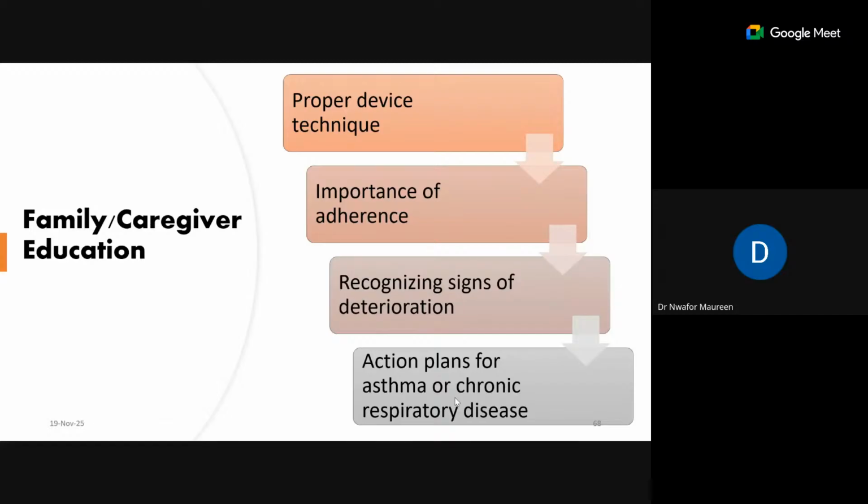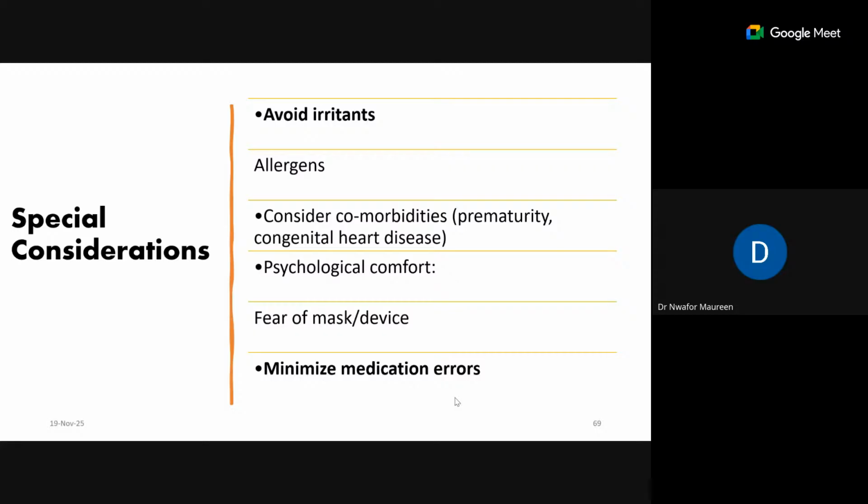So we must properly educate them and train them on the use of the device, the importance of adherence, and how to recognize signs of deterioration. Education is the key in respiratory care, because if they present earlier, they will be saved better than when they have deteriorated before presenting. Action plans for asthma or chronic respiratory disease are very crucial. Those are the triggers, the allergens; is it cold; what predisposes such patients to such exacerbations.